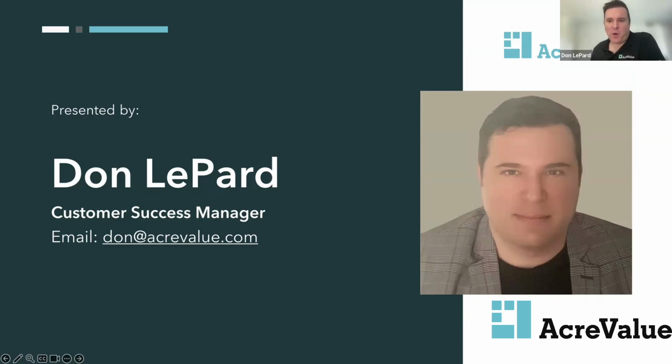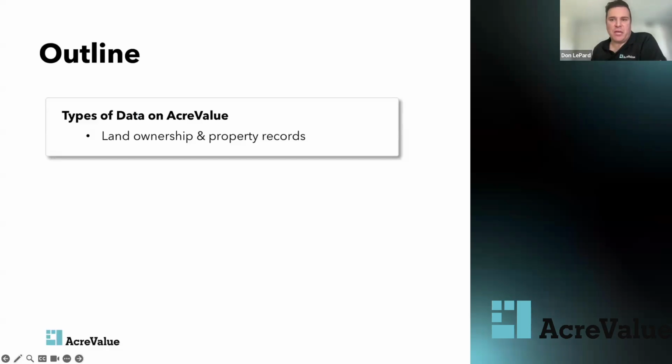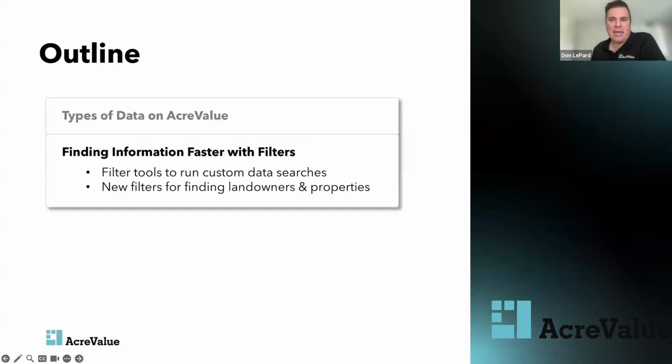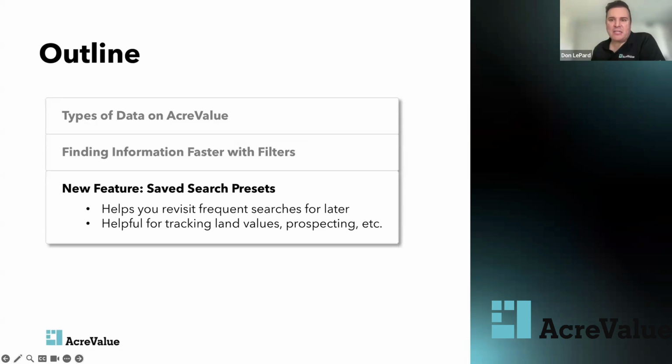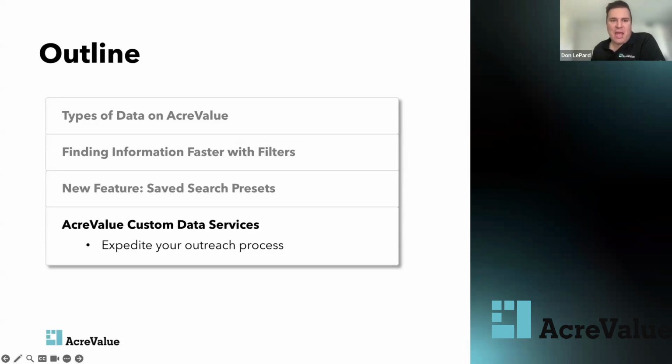Today's webinar, AcreValue 101, will be covering basics on how to use AcreValue. So specifically, we'll start with an overview of how to generate a report and what data is found there. Next, we will discuss how to research property records and land characteristics by way of our custom data searches. We also have new filters for finding landowners and properties. Then next, we'll highlight our newest feature, saved searches. This helps you revisit frequent searches anytime you need. And then lastly, Jeff will go over custom data services available to our professional users.